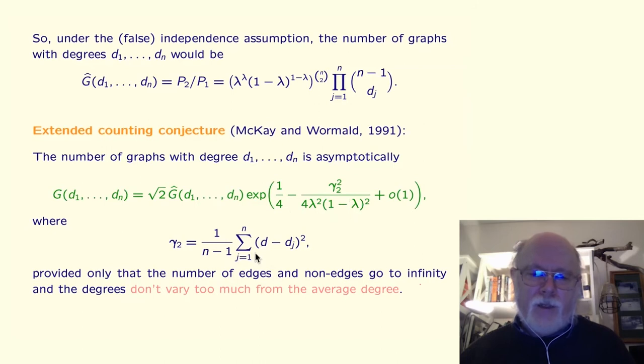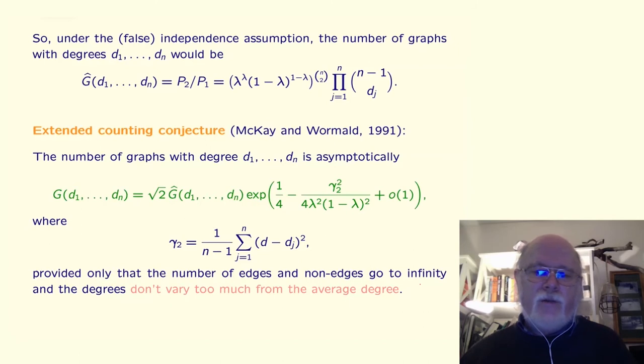Note that this gamma 2 is equal to 0 in the case of regular graphs, so this term here is 0, and you just get this magic constant square root 2 times e to the 1/4. And the conjecture says that the same constant works all the way from degree 1 up to degree n minus 2, which is somehow magic. We prove this in both the high and low range as long as the degrees don't vary too much from the average degree.